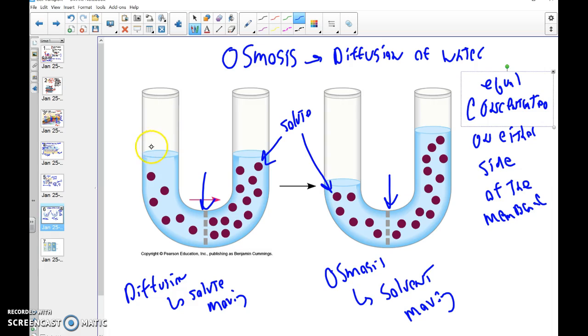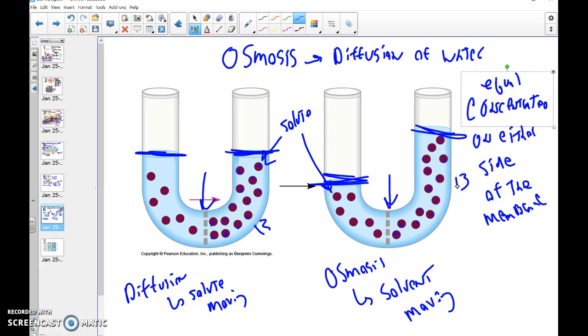So you take a look at this diagram. You've got water here and water here. Notice what's changed. There are still 13 dots there, and 13 dots there.